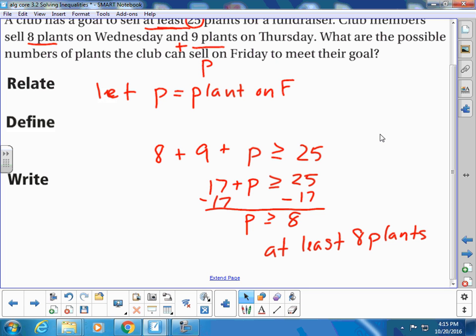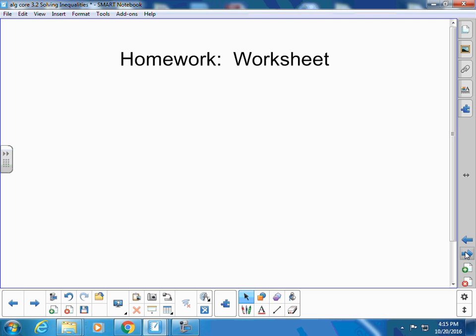So here I let P equal the plants on Friday that I need to sell, and I wrote an inequality. So 8 plants on Wednesday, 9 plants on Thursday, plus the number of plants I have to sell on Friday has to be at least, so greater than or equal to 25. So when you solve it, you should have gotten, we should sell at least 8 plants on Friday. All right, that is it for this section.